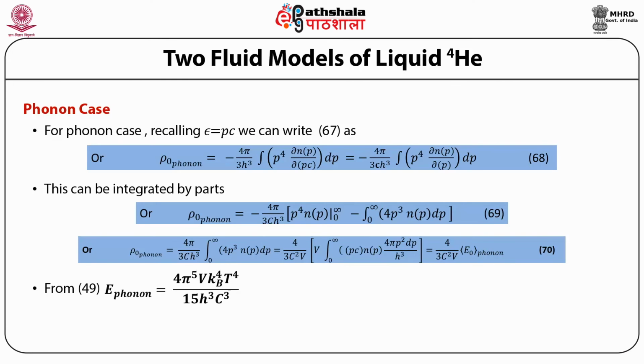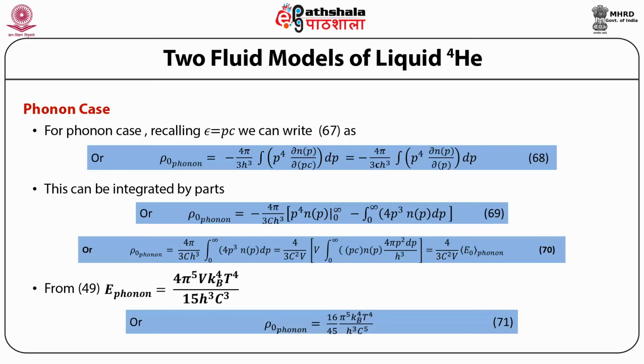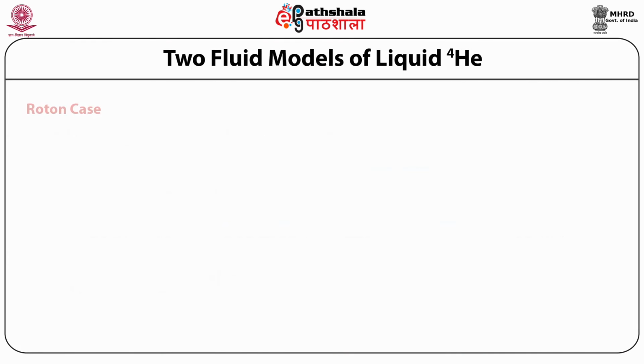From 49, E phonon was equal to 4π⁵ V k_B⁴ T⁴/15h³c³, or ρ₀ phonon is equal to 16/45 π⁵ k_B⁴ T⁴/h³c⁵. Now let us look at the roton case.